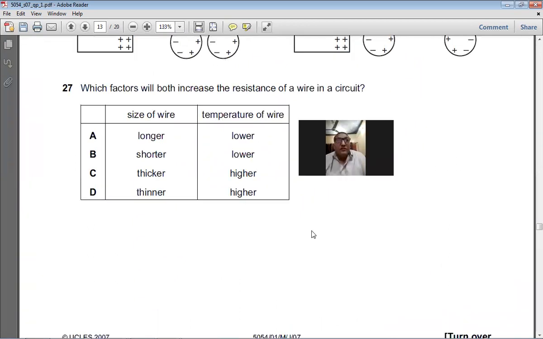Which factors will both increase the resistance of a wire in a circuit? Size of the wire: the length of the wire should become longer, and the resistance will become larger. Temperature of the wire: the temperature should become higher, so there will be an increase in the resistance. So the wire should be longer and the temperature of the wire should be higher.